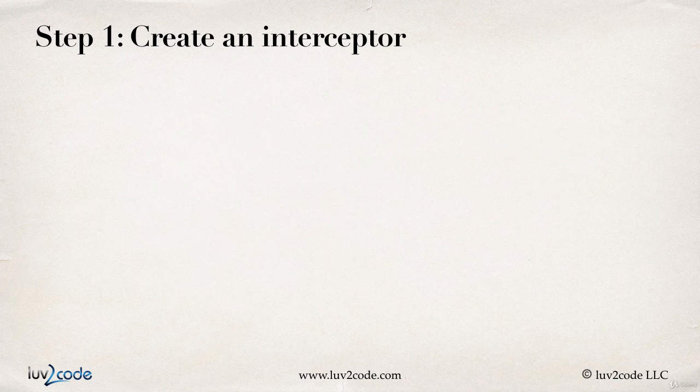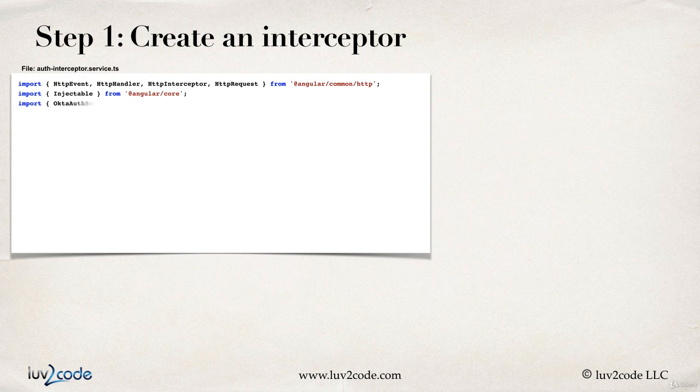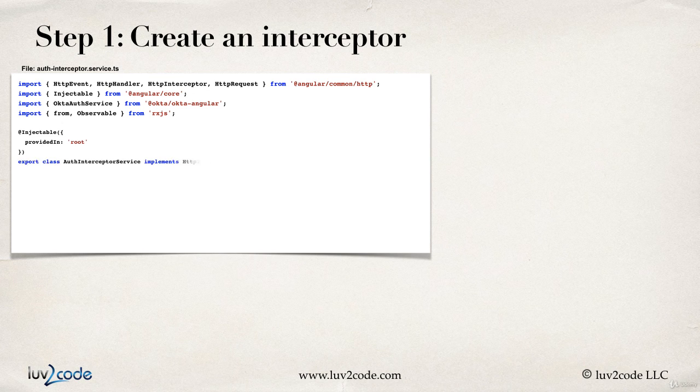So now we need to start writing the code for the interceptor. I'll just go ahead and set up the basic imports here for this class. Then I set up the class declaration, AuthInterceptorService implements HttpInterceptor. The HttpInterceptor is an interface defined in the Angular framework, and so it has a method that we'll have to implement as part of our coding.